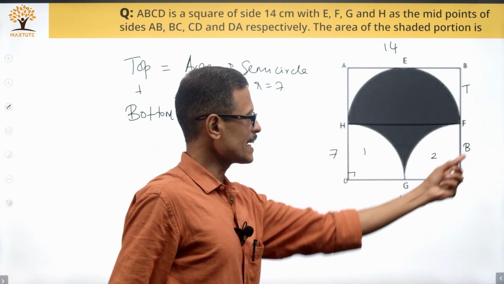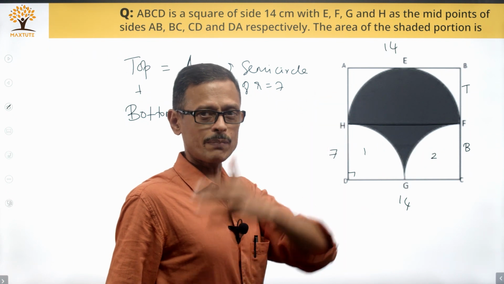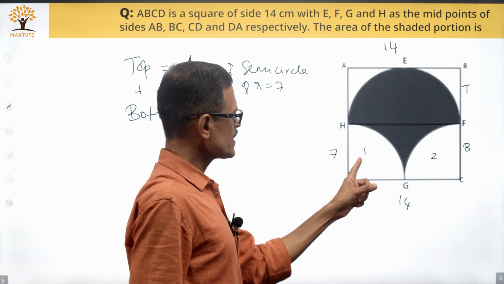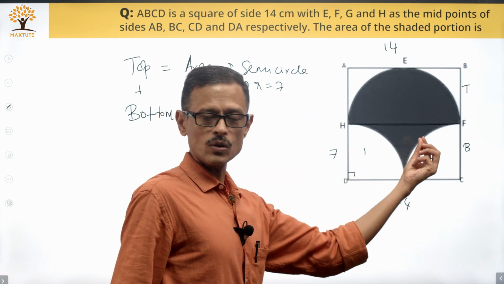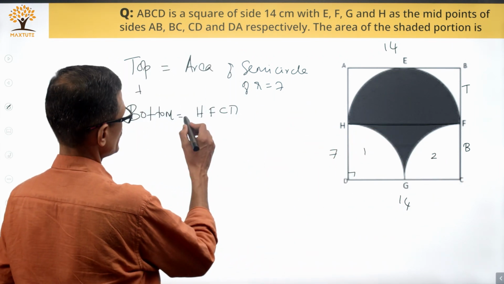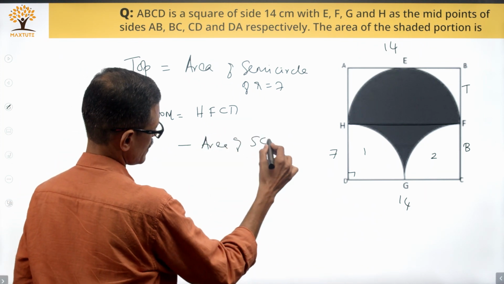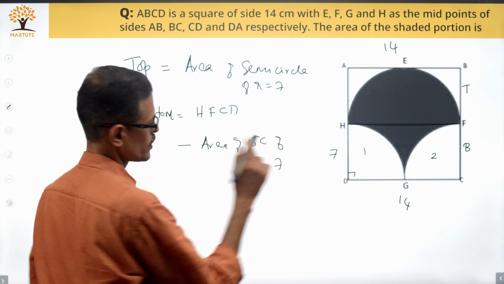Here, from the area of the rectangle, the shaded region is the black one. The white regions will have to be subtracted from the area of the rectangle. Each white region, 1 is equal to a quarter of a circle, 2 is another quarter of a circle. Together they form a semicircle. So, HFCD minus area of semicircle of radius 7 is what we have.